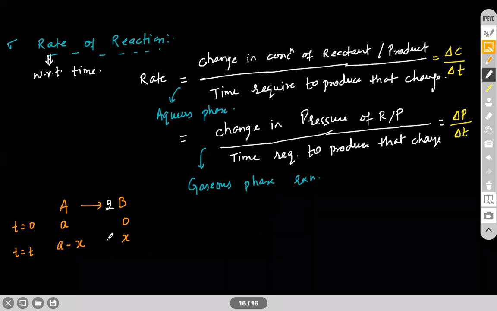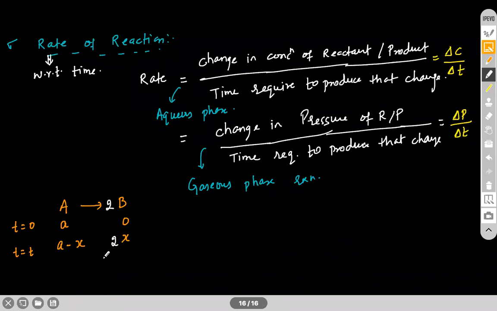Tell me, what is the amount of B we'll get here? X by 2. X by 2, right? How do we get X by 2? Because 1 mole of A gives 2 mole. So X mole of A gives 2X, not X by 2, right? So 1 mole gives 2. So X mole gives 2X here, right? So we'll get here 2X.